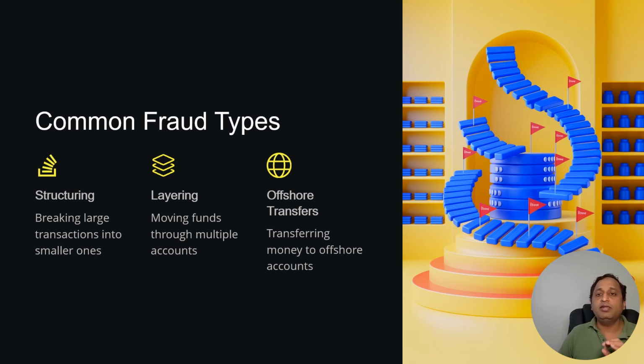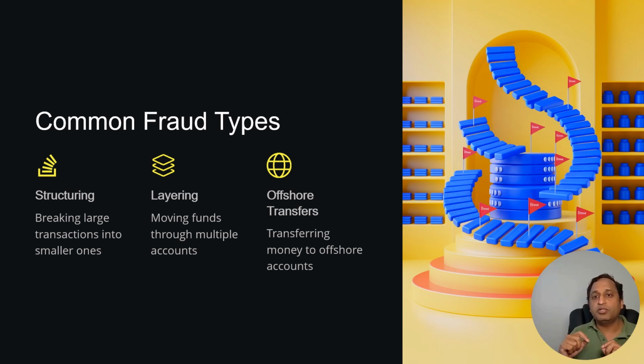There are several common types of fraud we focus on in this use case. Something called structuring, when large transactions are broken into small amounts to avoid the reporting threshold, like instead of $10,000, I make it 9,900, 8,900, like that. Then something called layering, which involves moving money through multiple transactions or accounts to obscure its origin. Then we have offshore transfers, where funds are transferred to foreign accounts to evade detection and scrutiny.